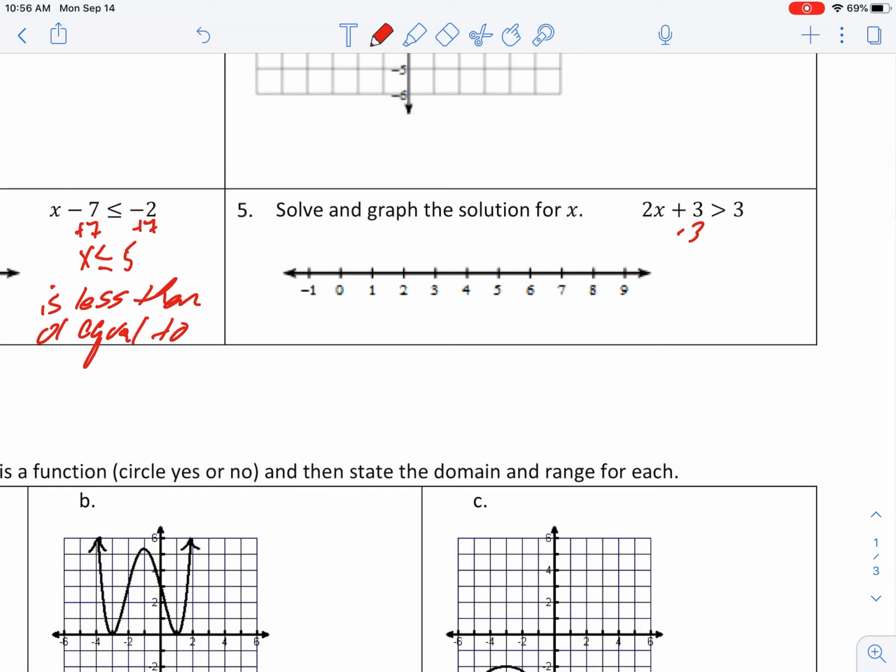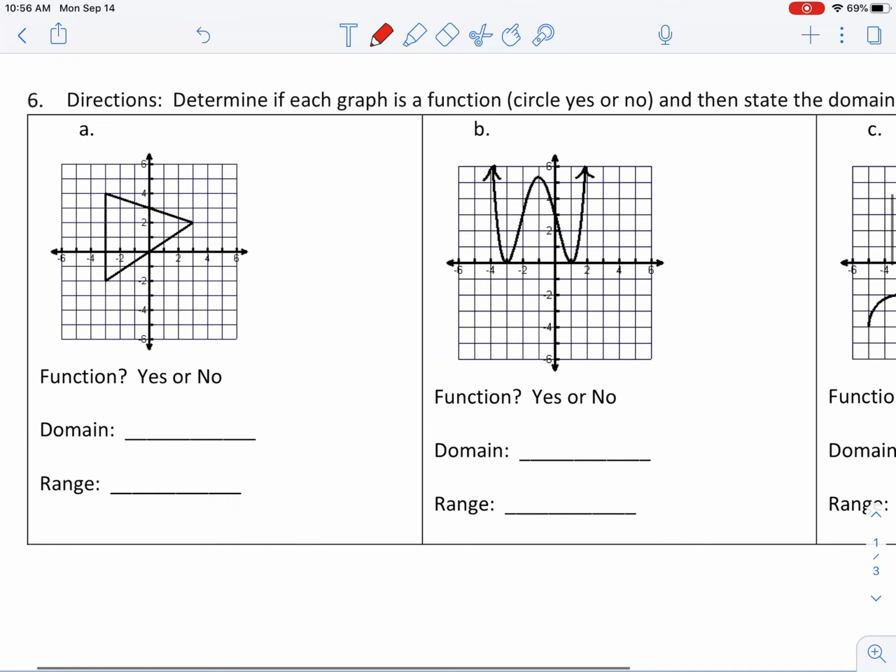Two-step inequality. First I subtract 3. 3 minus 3 we know is 0. Divide by 2. x is greater than 0. So this is read as x is greater than 0. Now again, these two homework problems are all review. This is stuff you've done many years ago in middle school over those last couple of years.